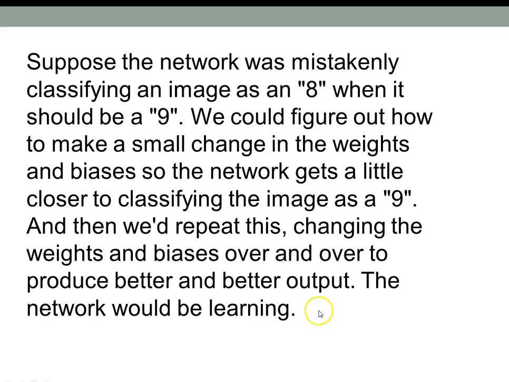Suppose the network was mistakenly classifying an image as an 8 when it should be a 9. We could figure out how to make a small change in the weights and the biases so the network gets a little closer to classifying the image as a 9. And then we'd repeat this, changing the weights and biases over and over to produce better and better output. And then we would say that the network was learning. Now the question is, how are we going to change the weights?